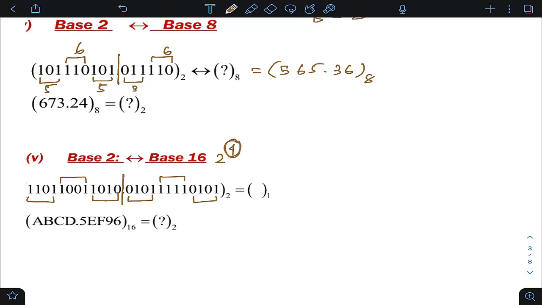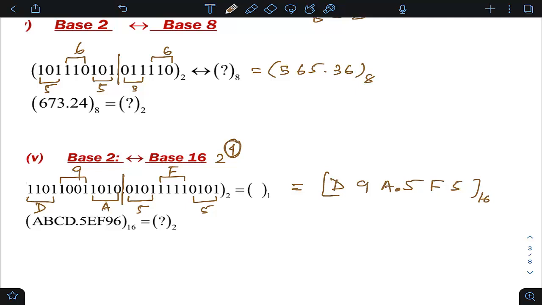So 1101, that is 8, 4, 1, so 1101 is 13. 13 is how much? C is 12, right? So 13 is D. 1001 is 9. 1010 is A, 10. This is 5. This 1111 is 15, which is F. And this is 5. So this answer is D9A5, F5. This is in base 16. Where is the dot? D9A. So the dot is here. This is the answer.